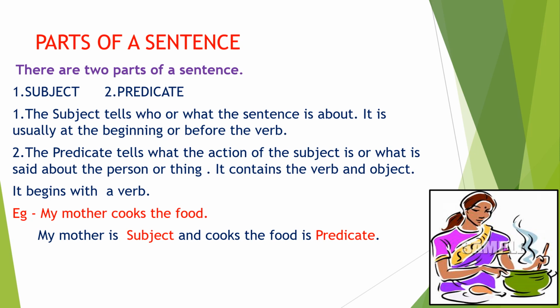When you ask a question, who cooks the food? What answer you get? You get the answer, my mother. So, my mother is the doer and hence she is the subject. And what she is doing? What action she is performing? She cooks the food. So, cooks the food is the predicate.